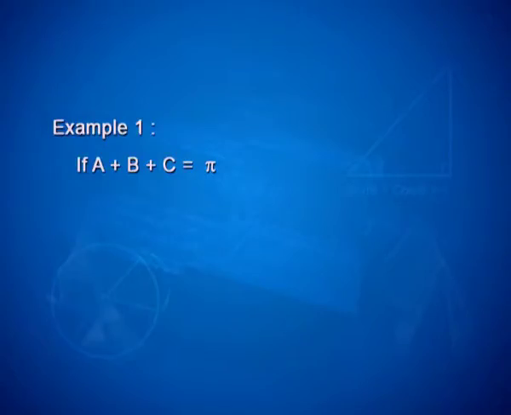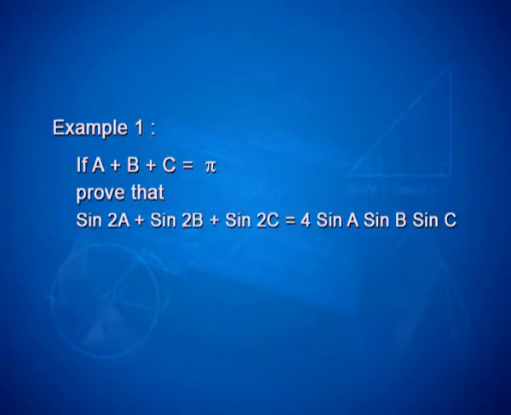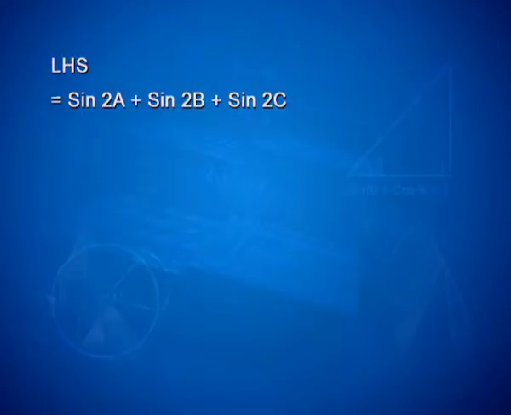Now, let us solve an example with the help of the algorithm. If a plus b plus c is equal to pi, prove that sin 2a plus sin 2b plus sin 2c is equal to 4 sin a into sin b into sin c. Now, LHS is equal to sin 2a plus sin 2b plus sin 2c.